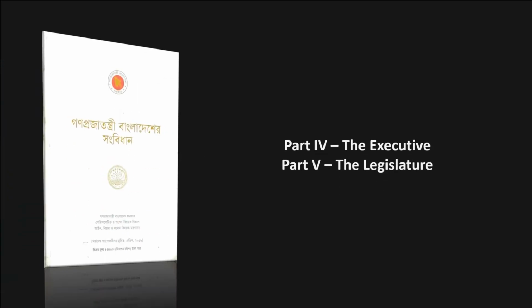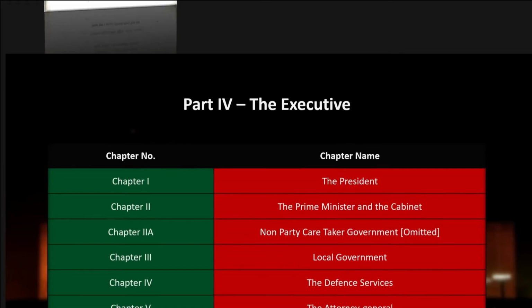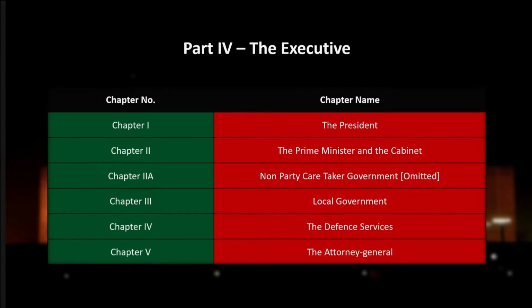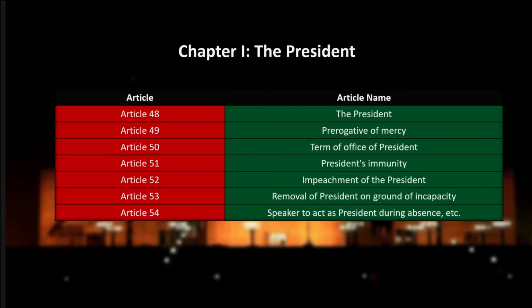In this video, we are going to discuss Parts 4 and 5 of the Constitution. Firstly, Part 4, the executive. Part 4 of our Constitution deals with the executive. It is divided into 6 chapters that deal with the powers and the functionaries of the state, namely the President, the Prime Minister, the Cabinet, the non-party caretaker government which is omitted, the local government, the defense services, and the Attorney General.